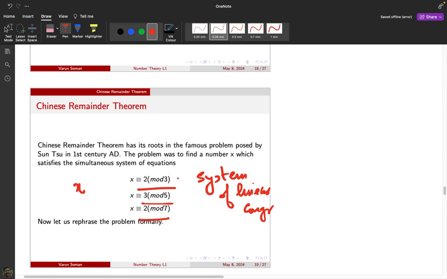Before that, look at this here. These numbers, 3, 5 and 7, are prime numbers, but we are relaxing that. We are going to take them as relatively prime. We will be considering only relatively prime numbers, and the congruences depending on these relatively prime numbers. So let us try to define this problem more mathematically.